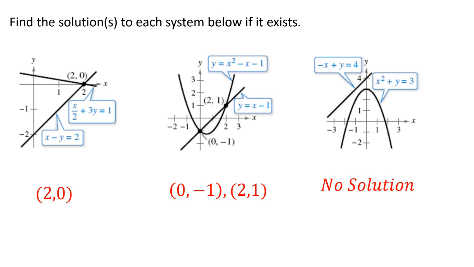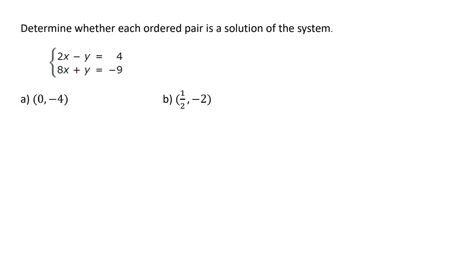Let's first practice determining if an ordered pair given is a solution of a system. In this example, we have two linear equations: 2x minus y equals 4 and 8x plus y equals -9. How do I know that these are two lines? I look at the exponent of the x. Since the exponent of the x is 1, I know that these are linear equations. So let's do A.